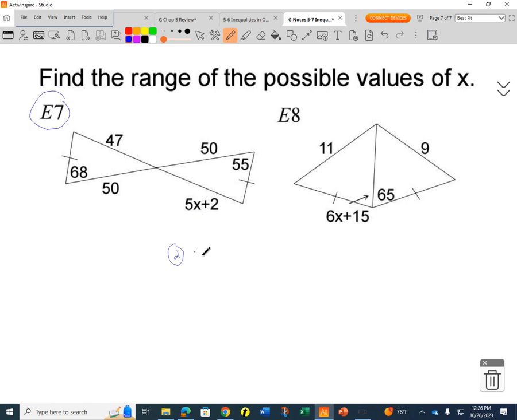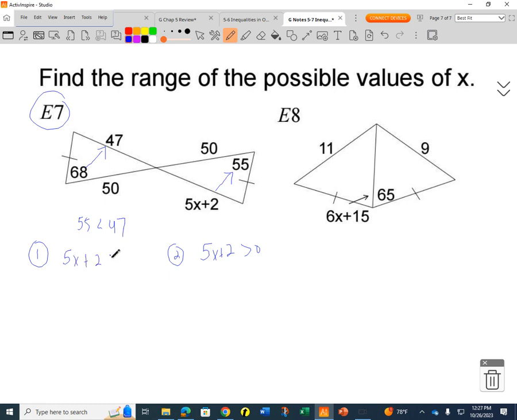Greater than 0, right? So 5x plus 2, it's got to be greater than 0. But let's write our first one first. So congruent side, included angle. Congruent side, included angle. So this goes with 55 and this goes with 47. So 55 is less than 47, so 5x plus 2 is less than 60.